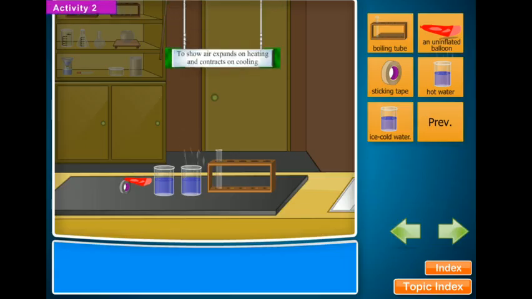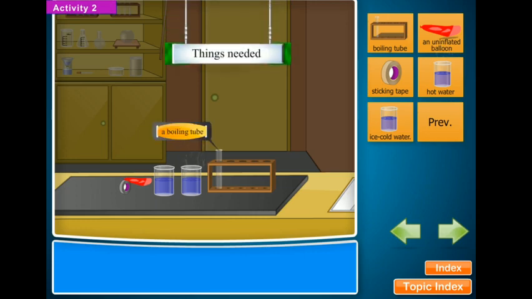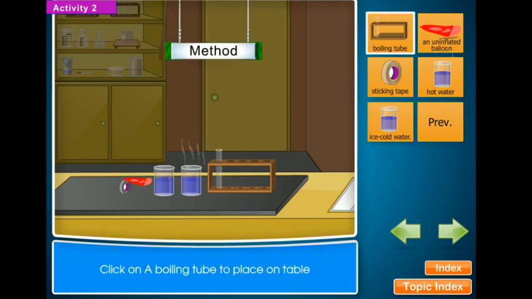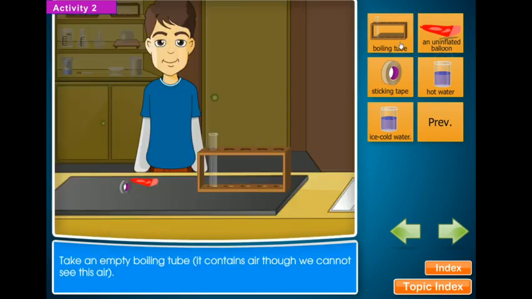Activity 2. To show air expands on heating and contracts on cooling. Things needed: a boiling tube, an uninflated balloon, two beakers, hot water, sticking tape, ice cold water. Method: We take an empty boiling tube. It contains air, though we cannot see this air.